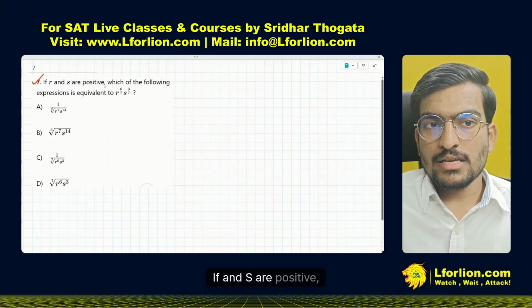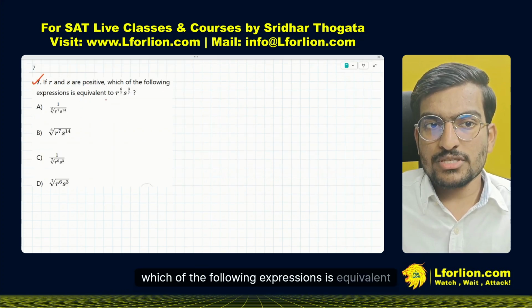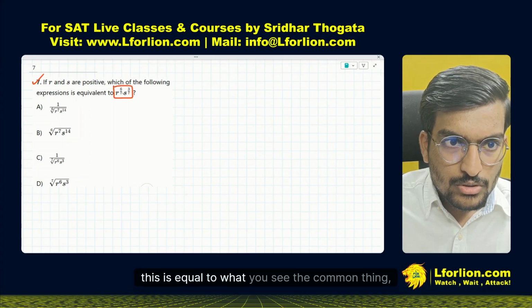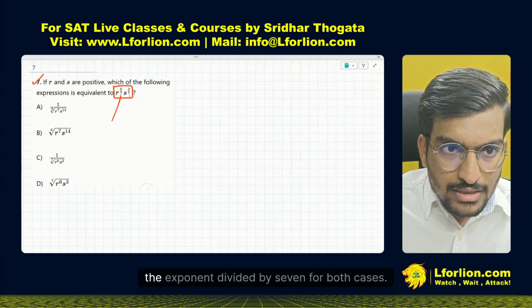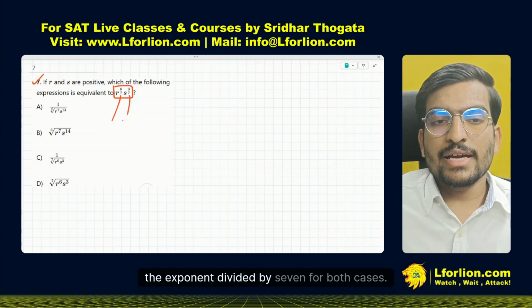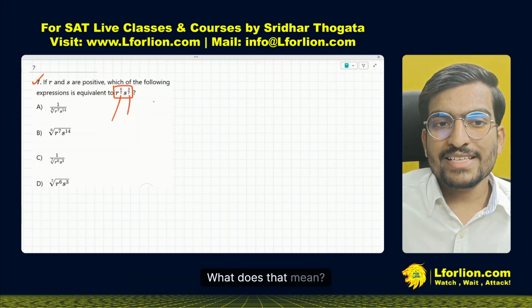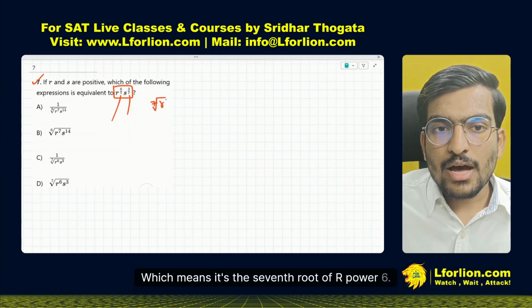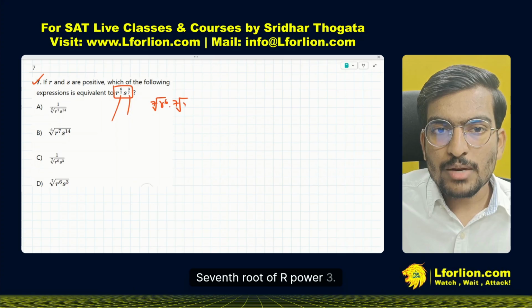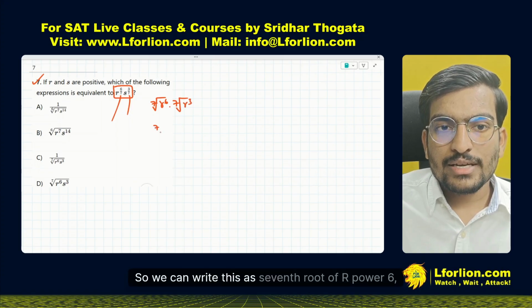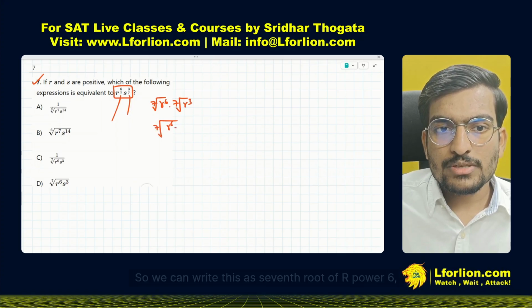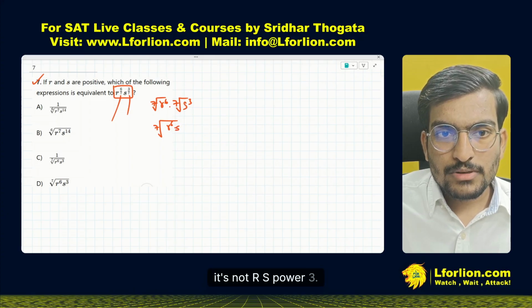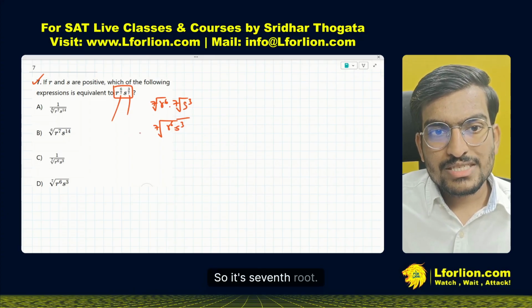If r and s are positive, which of the following expressions is equivalent to this? You see the common thing, the exponent divided by 7 for both. Which means it's the seventh root of r power 6, and the seventh root of s power 3. So we can write this as the seventh root of r power 6, s power 3. Sorry, it's not r, it's s power 3. So it's the seventh root you need to find.